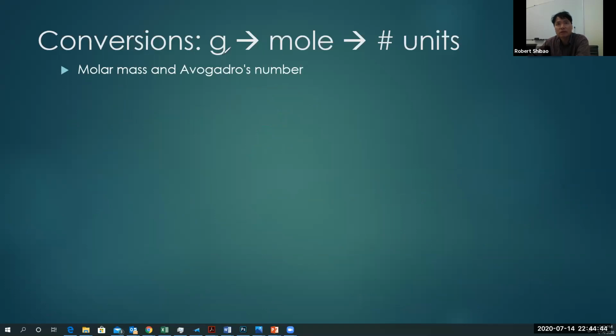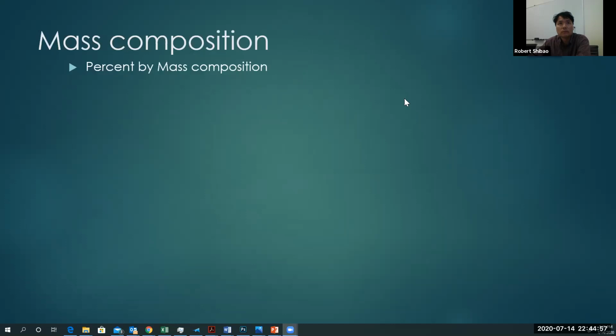Gram to mole conversion is very common, and number of units. So going left to right or right to left here, either way, do it. Now, what we have is what I call atom or mole composition, or dozen composition, whatever you want to call it.